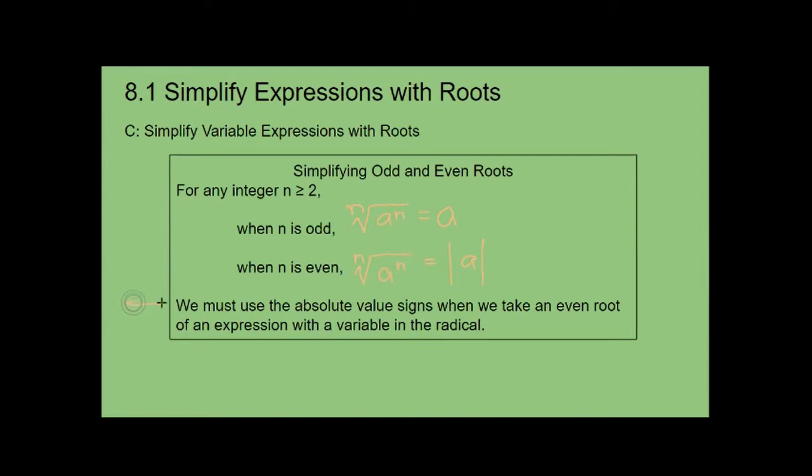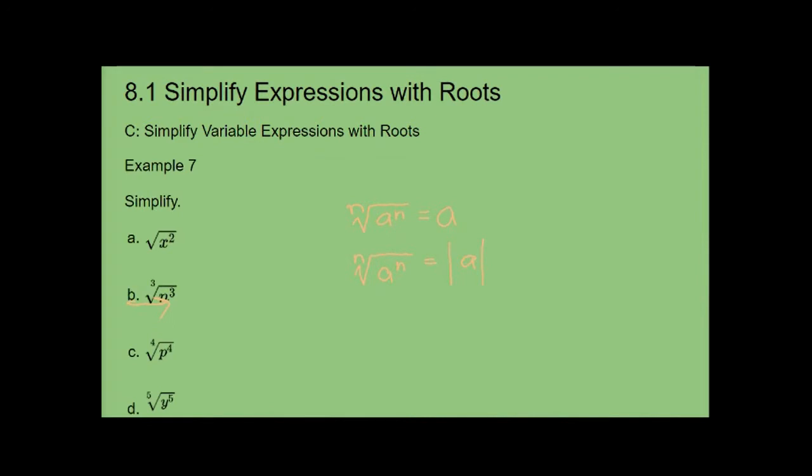We must use the absolute value signs when we take an even root of an expression with a variable in the radical. Now there are some cases where you do that and then you decide later that you can get rid of those absolute value signs. We'll look at some of those in just a moment, but always start out by putting the absolute value signs when dealing with an even root. So let's do some examples and see what this looks like.